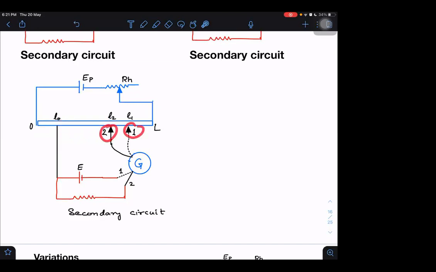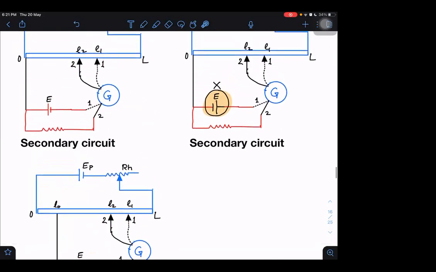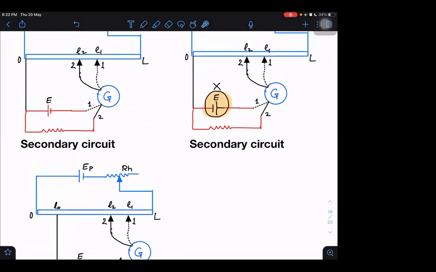What do this 1 and 2 represent? If I connect the galvanometer with jockey 2, it is one position, and 1 is for a different time. While I'm connecting on this side, I'm connecting here only through the battery. But while I connect the galvanometer to this resistance part, at that time I have connected this side.